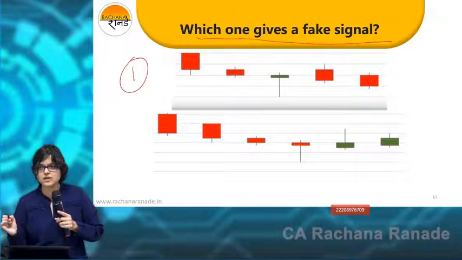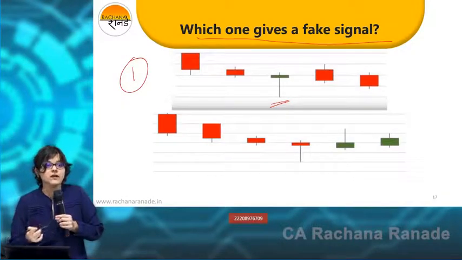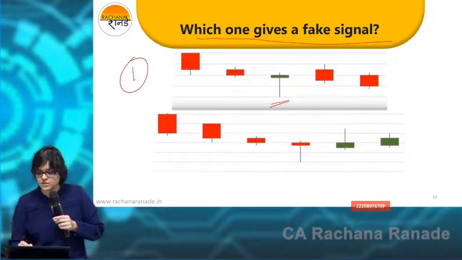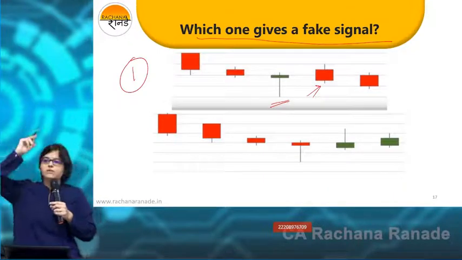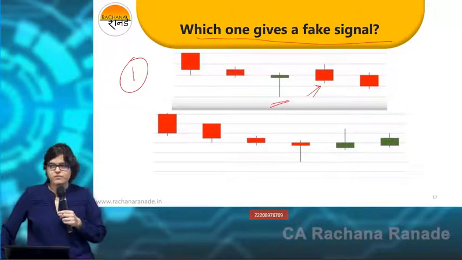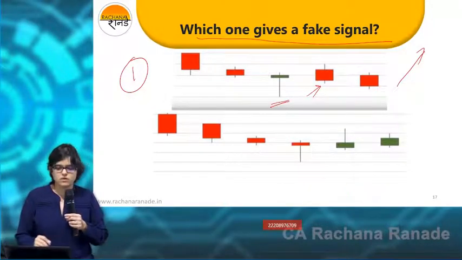Like a doji, a little bit like a hammer. What has happened after this candle is very important. What happened after this candle? It is a bearish candle which has formed. And which candle should have been formed? A big bullish should have been formed. So is this going to give you a good reversal? No, this is a fake signal.